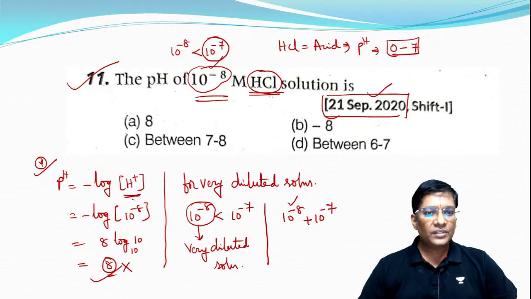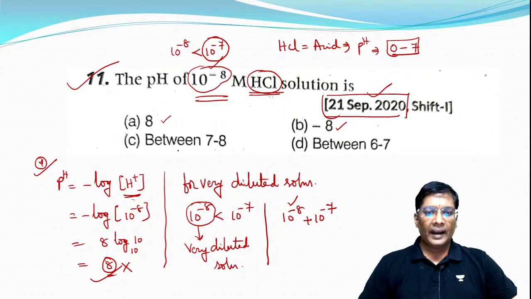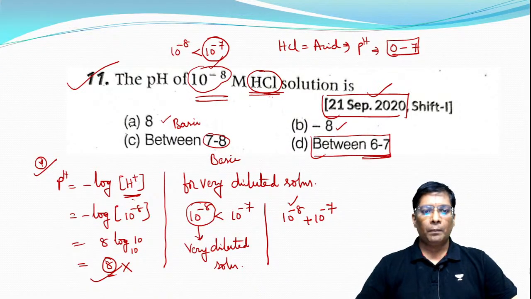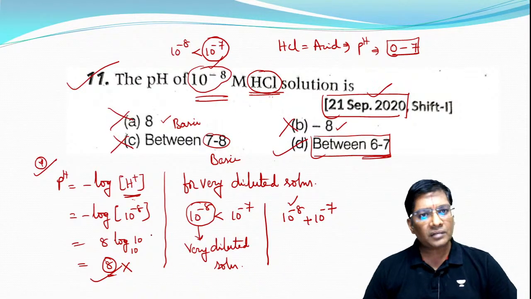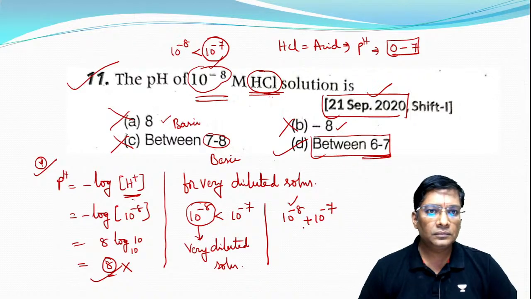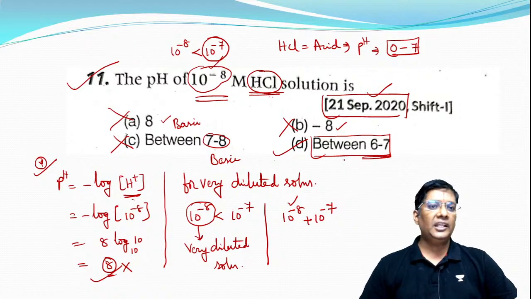Just see the options. 8 is not in the acidic range, and minus 8 is not possible because pH values are not negative. Between 7 to 8 is also basic in nature. What about the last one? It is between 6 to 7. By the elimination method you can give the correct answer. Very good, Sri Jyoti. Now you got the concept, very good. Only option D is between 0 to 7. That's why option D is the correct one.